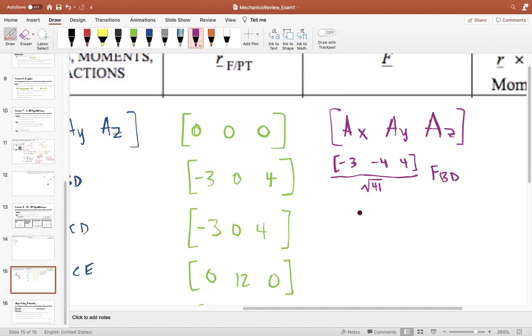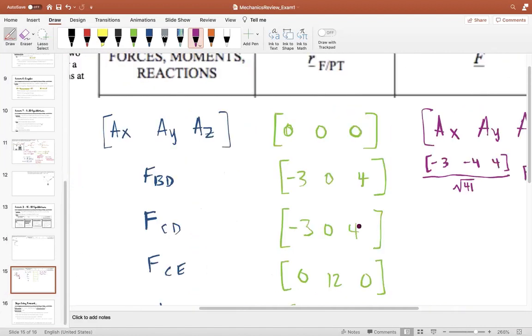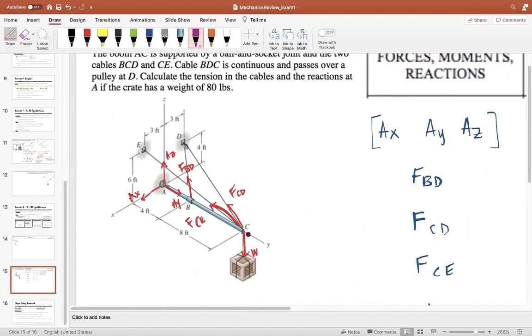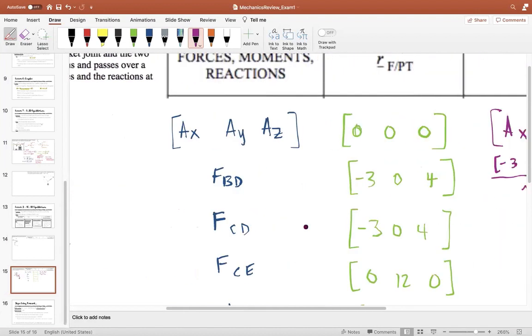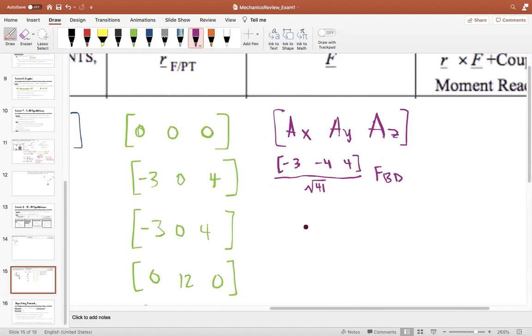All right, next one. This is CD. So we're going from C to D. What's the move? -3, -12, 4. Yep. Is anyone having issues with how we're getting this number or this value?